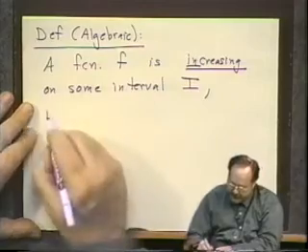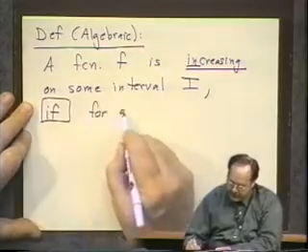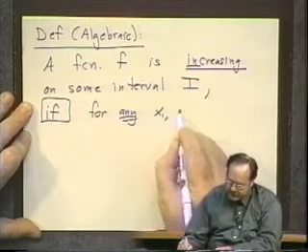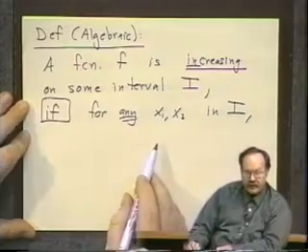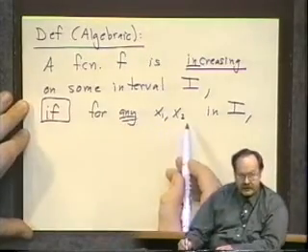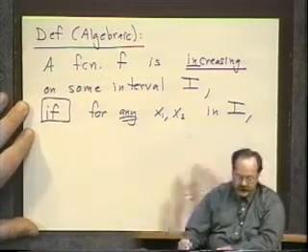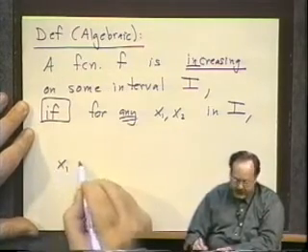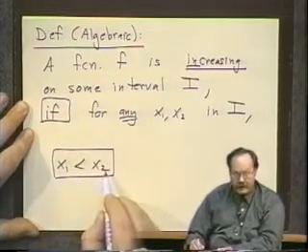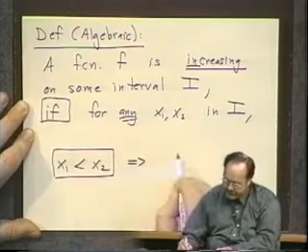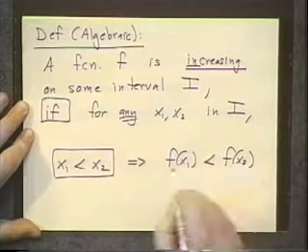If, and here is the big condition, if for any x1, x2 in the interval, now that's the x1 and x2 that we walked from x1 to x2 on the x-axis, if for any x1, x2 in I we have this situation, x1 less than x2, that means we're walking from left to right, that implies that f of x1 is also less than f of x2.